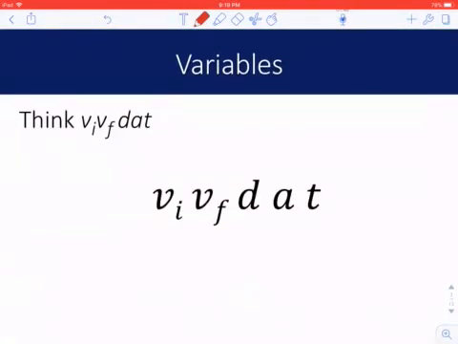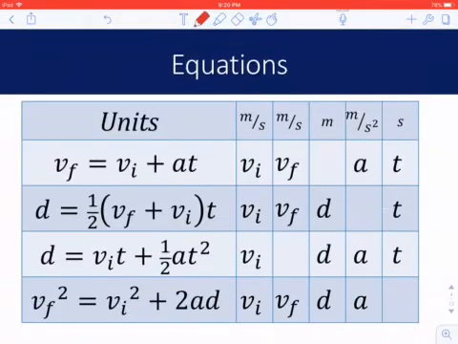Now let's go back to the kinematic equations. In the kinematic equations, we have 5 variables. We have vi, which is the initial velocity. We have vf, which is the final velocity. We have d, which is displacement. A, which is acceleration, and t, which is time. Sometimes we refer to this as VIF-DAT. VIF-DAT for all 5 variables.